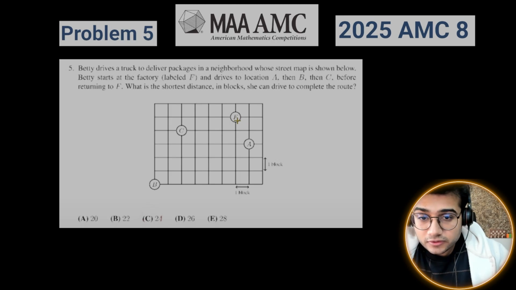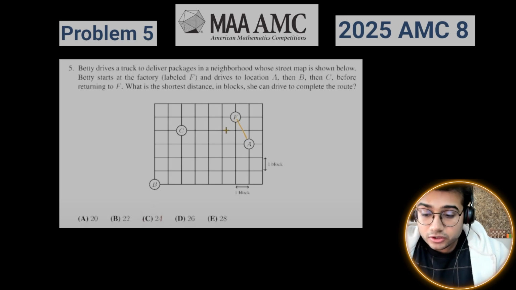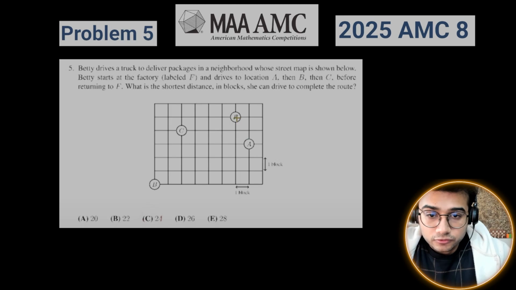Well, the shortest distance is definitely going to be a straight line, but we cannot go in a straight line because there is no road there. So we have to go along the edges of the squares. So, of course, from F to A, it's going to be 1, 2, 3.